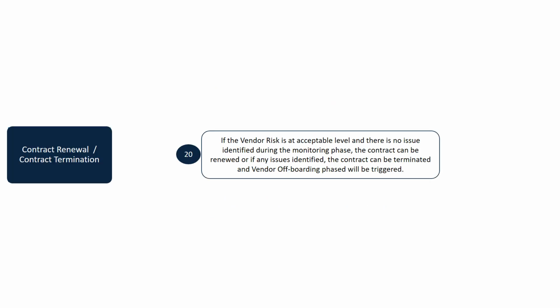If the vendor's risk remains at an acceptable level and no issues are found during the monitoring phase, the contract can be smoothly renewed. However, if significant issues are identified, the organization may choose to terminate the contract, which triggers the vendor offboarding process. This ensures that vendors who no longer meet business, compliance, or security expectations are formally disengaged in a controlled and risk-aware manner.